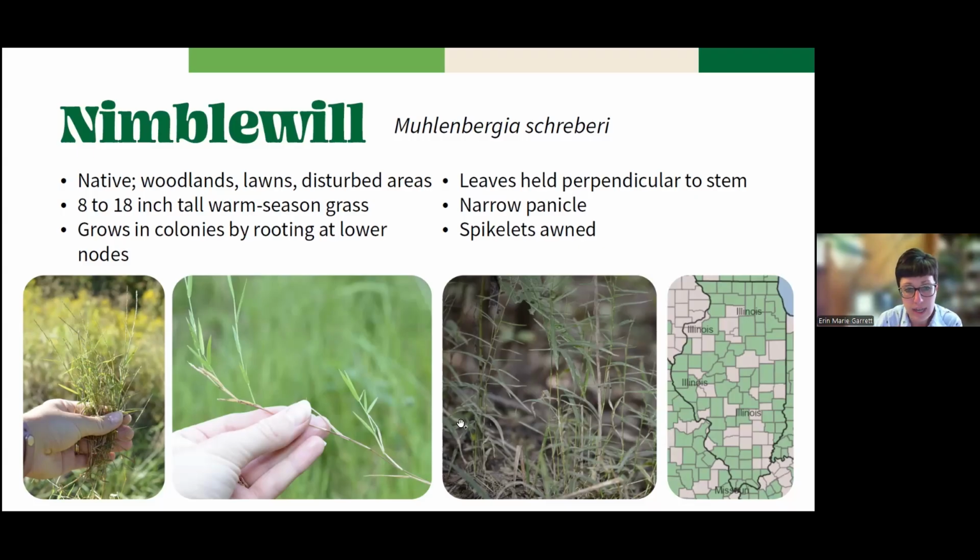And you can kind of see that presented well here. They're going to produce a narrow panicle that looks like a spike nearly all of the time. So here it's blooming, and you might be like, Erin, that's not a panicle. But technically it is. And then on our little spikelets, we're going to have some awns. You can kind of see the scattered distribution throughout the state.